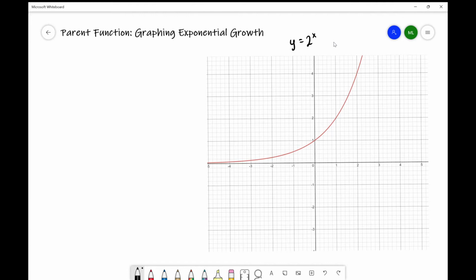Parent functions of exponentials are usually written as f of x is equal to b to the power x. Now f of x is y, and b could be any number greater than 1. So this is the parent function of this graph. Of course I couldn't graph b to the power x because b could be anything that is greater than 1. So that's why I chose 2 to the power x. This is what we're going to analyze.